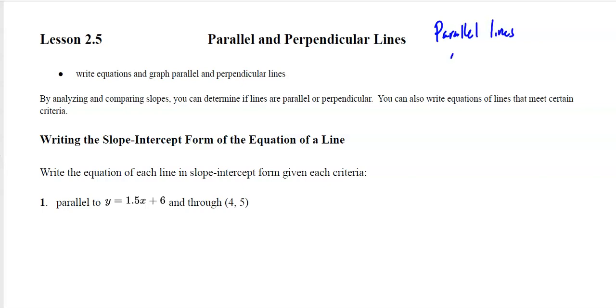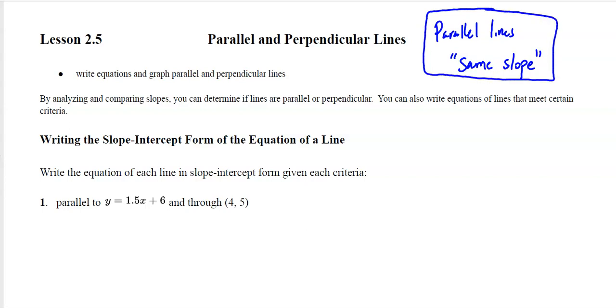the big thing you need to know is they have the same slope, all right? The exact same rise or run. So anytime they're asking you to write an equation for two lines that are parallel, make sure they have the same exact slope. And then perpendicular lines are a little bit harder.